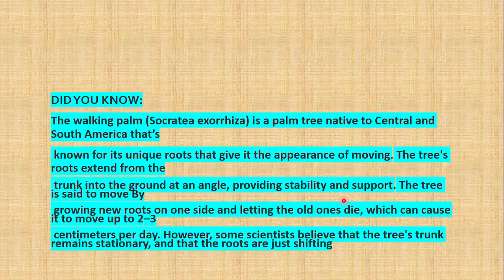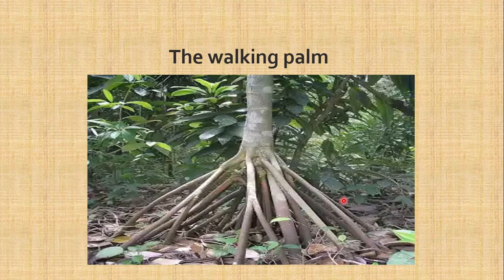Did you know the walking palm, known as the Socratea exorrhiza, is a palm tree native to Central and South America that's known for its unique roots that give it the appearance of moving. The tree's roots extend from the trunk into the ground at an angle, providing stability and support. The tree is said to move by growing new roots on one side and letting old ones die, which can cause it to move up to 2 to 3 centimeters per day. And that is the walking palm, the Socratea exorrhiza. Okay, the walking palm.